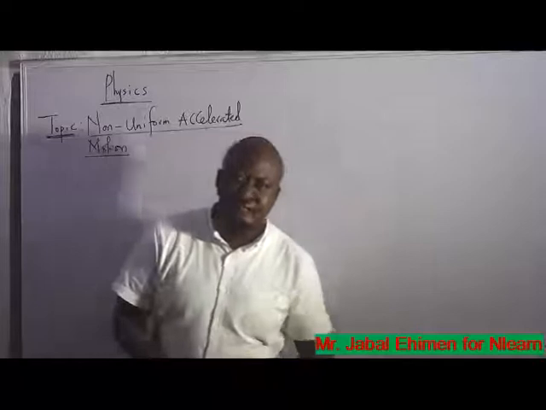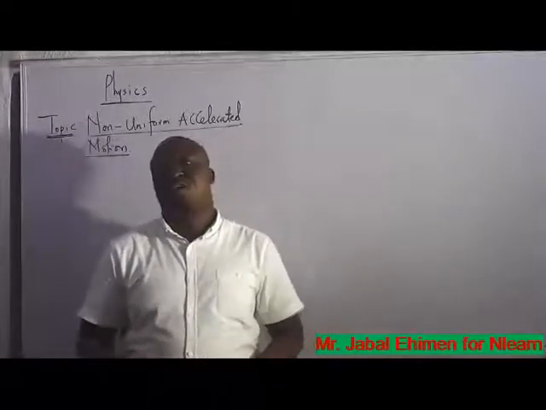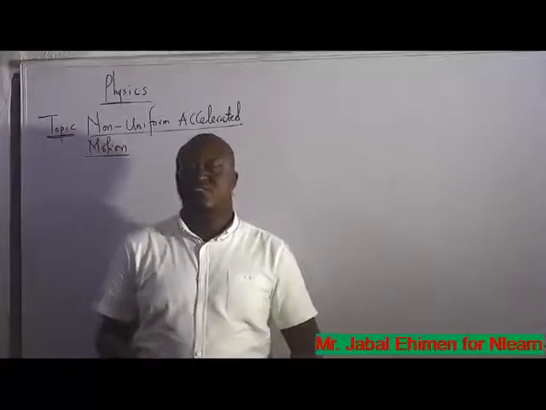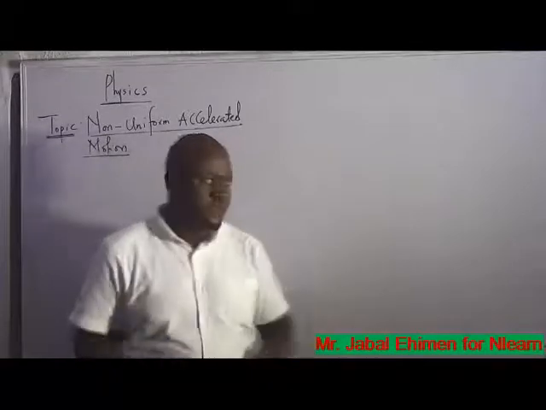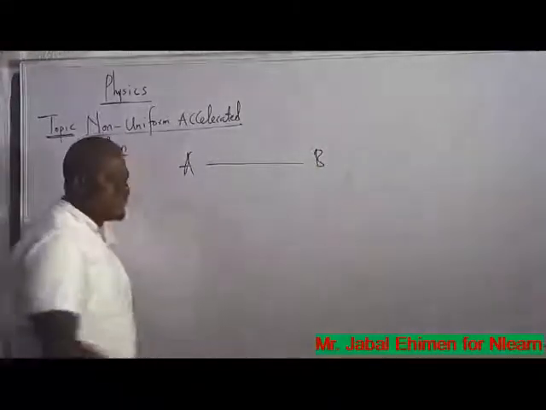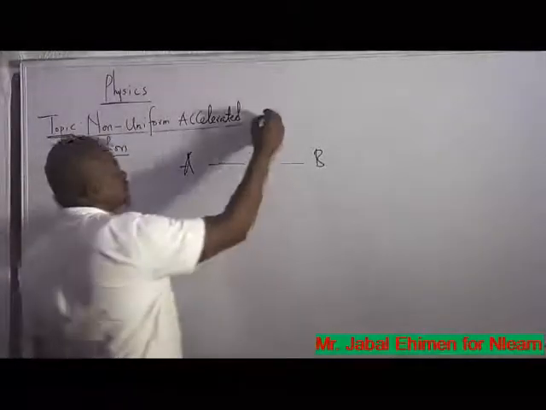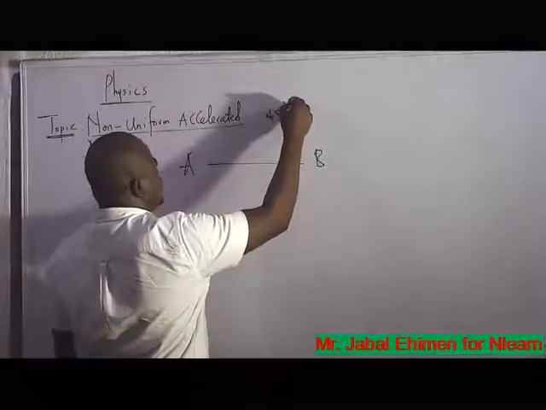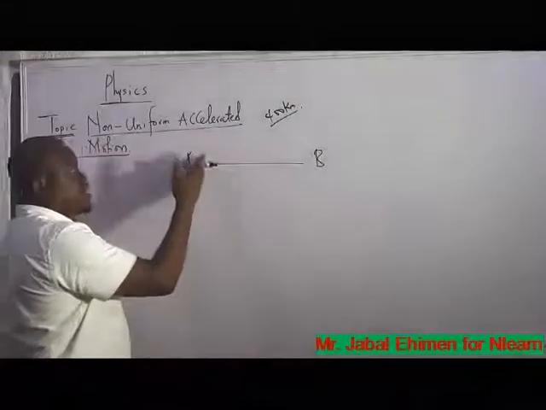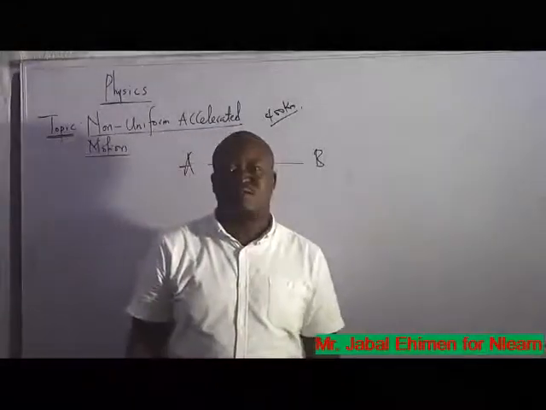When you are driving a car, probably you are driving from city A to city B. Suppose city A to city B is about 400 kilometers, you observe that as you're moving from A down to B, the change in velocity is not always constant with time. How?